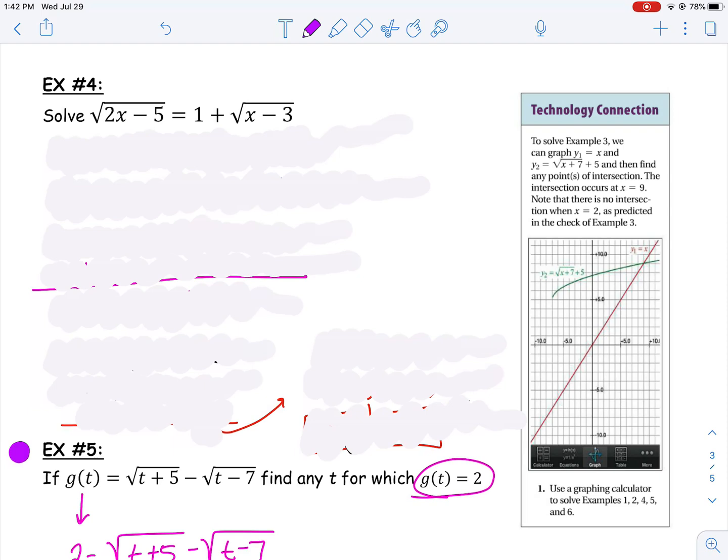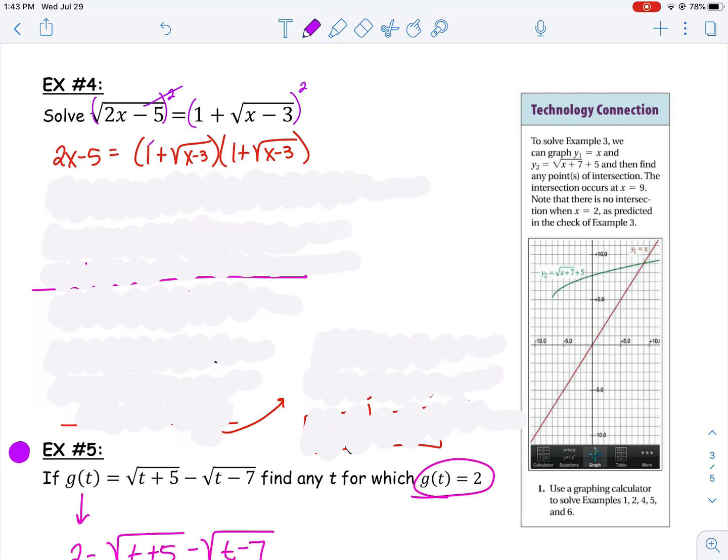From there, what we want to do is square both sides. When I square the left side, I want to also make sure that I square the whole entire right side. The square and the square root on the left side should cancel each other out. But remember, on that right side, I have 1 plus the square root of x minus 3. That's two terms, and I want to square it. That really means I have 1 plus the square root of x minus 3 times another 1 plus the square root of x minus 3. I have to make sure that I FOIL that craziness.